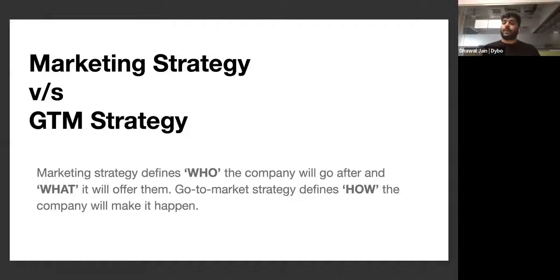Now, how is it different from marketing strategy? So you might say that, okay, some celebrity endorsing boAt, or you taking out a lot of ads on TV is marketing. This is not go-to-market strategy. How it's different from marketing strategy is, in marketing strategy, you define who the company will go after and what it will offer to them. In go-to-market strategy, you define how this will happen. How will the company make it happen? So it's kind of a step-by-step plan to understand how you will enable all of this that you're planning, right?